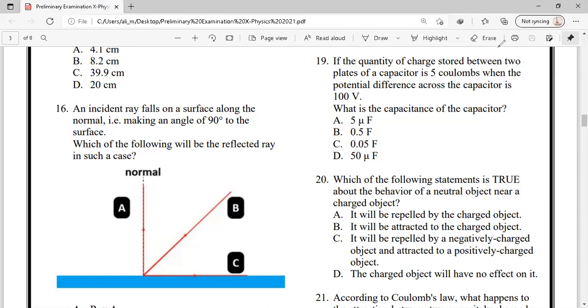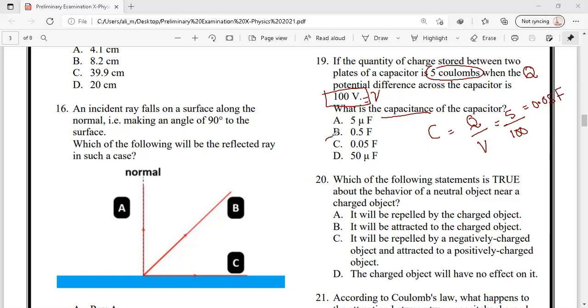Question number 19. The quantity of charge stored between the plates of the capacitor is 5 coulomb. So we have charge Q, and the potential across the plates of the capacitor is 100 volt. We have to find the value of capacitance. So we know that capacitance is equal to Q over V. Q is 5 and voltage is 100. So capacitance would be 0.05 farad. Option C is the correct answer.